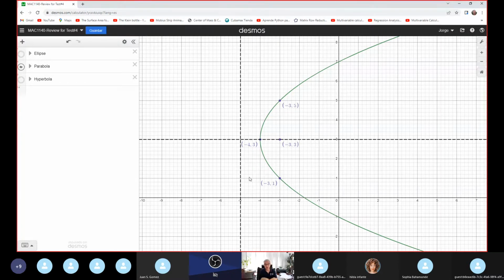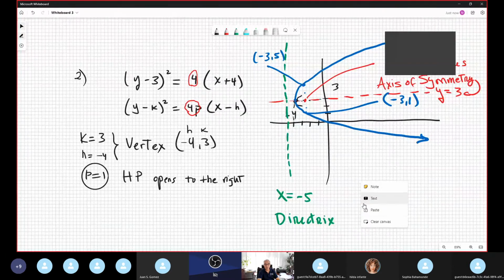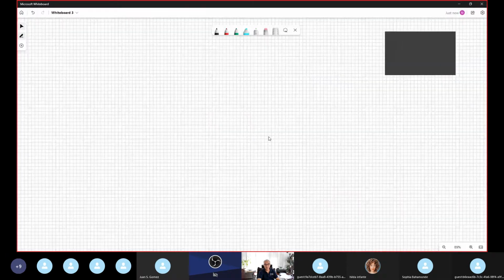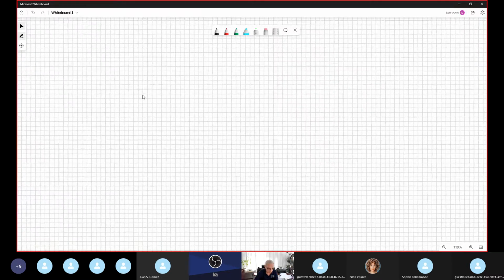Question 3 is also conic sections. Also conic sections. Whiteboard. Okay, erase the whiteboard. Okay, this looks like a little bit more complicated. This is 3.